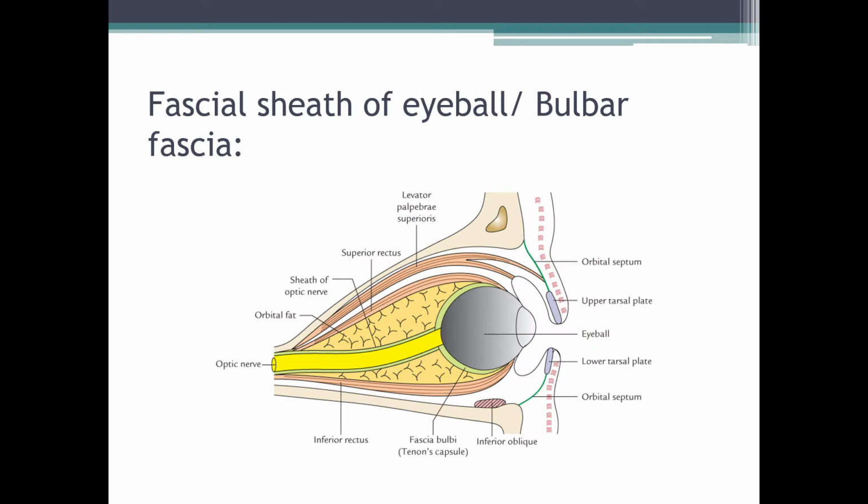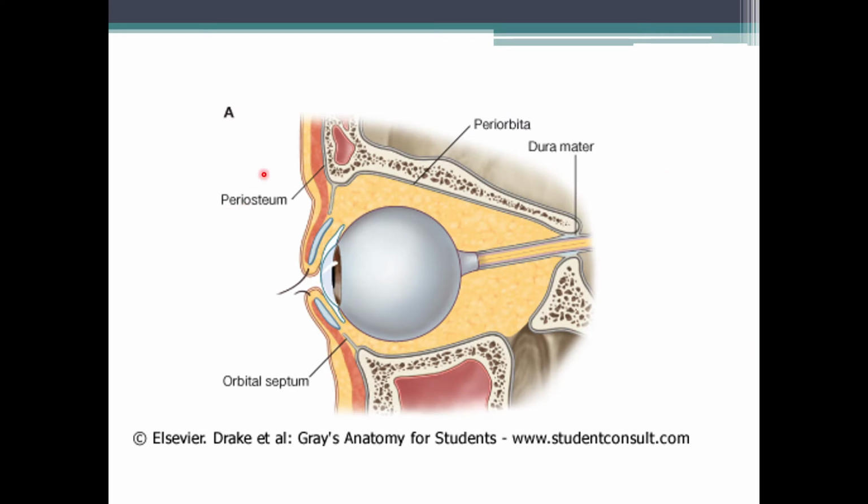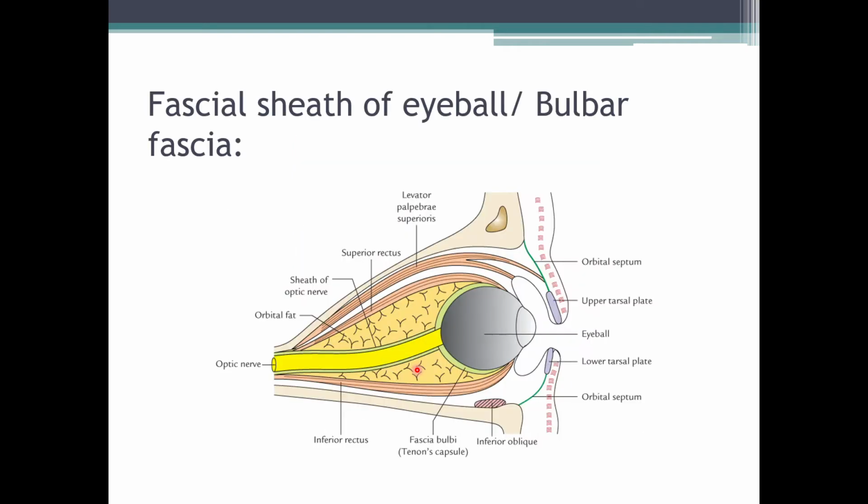Now the fascial sheath of the eyeball, or the bulbar fascia. First we talked about the fascia of the orbit, which lines the entire orbit. We saw over here, this is lining the entire orbital bones. So we first talked about the orbital fascia. Now we will talk about the eyeball's fascia, that is the bulbar fascia.